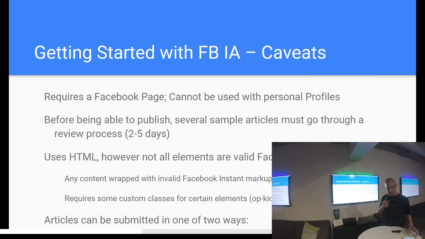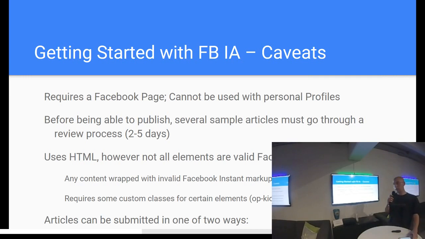And again, we have some caveats because it's Facebook. As I mentioned, it requires a Facebook page. It can't be used with any personal profile. If you do set it up, before you're able to publish any Facebook Instant Article, you have to go through a review process. It's a human reviewing it, and it takes around 2 to 5 days to get the approval before you can actually publish them.